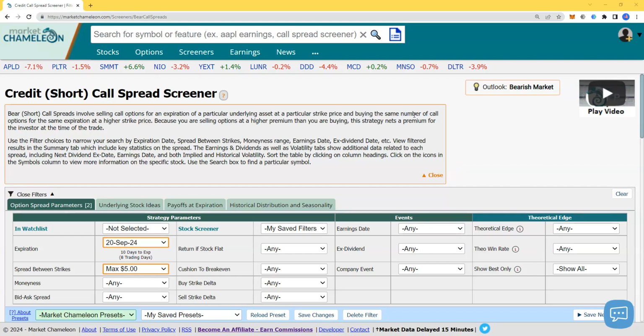Call credit spread tutorial using Market Chameleon. This is what we're doing today. This is not a put credit spread, this is a call credit spread, and your outlook is a bearish market. This is very important. Your outlook is a bearish market.